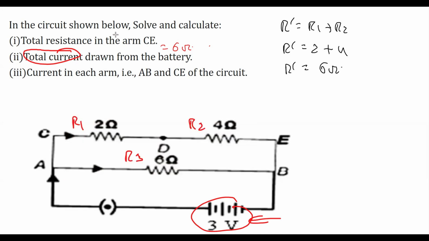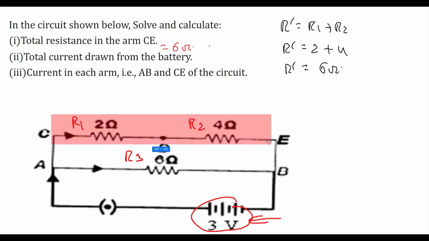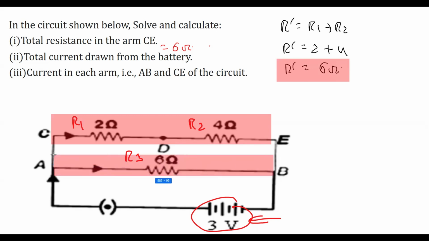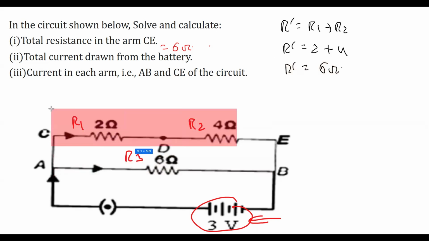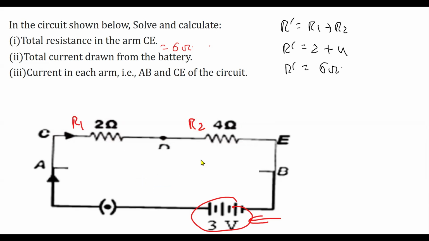Now let's consider these two. As you can see, the resistance across CE is 6 ohm and the resistance across AB is again 6 ohm. And how are these two connected? You need to see that CE and AB are connected independently. Therefore, they are connected in parallel. You can also figure this out by wiping one of them. You see that on wiping AB, the current continues to flow in CE.